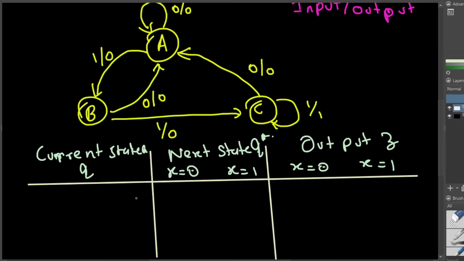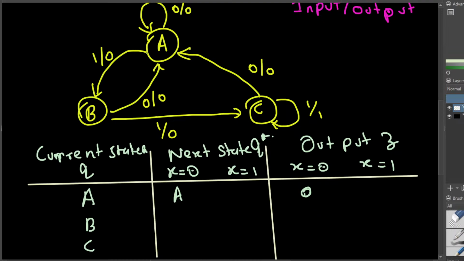Okay, now let's look at the state. We have only 3 states available. Let's put the states right here: state A, state B, state C. When x is equal to 0, what's going to be the next state? So when x is equal to 0, you can see it's going back to the A. So the next state is still A. What's going to be the output? Output is given right here, that's 0.